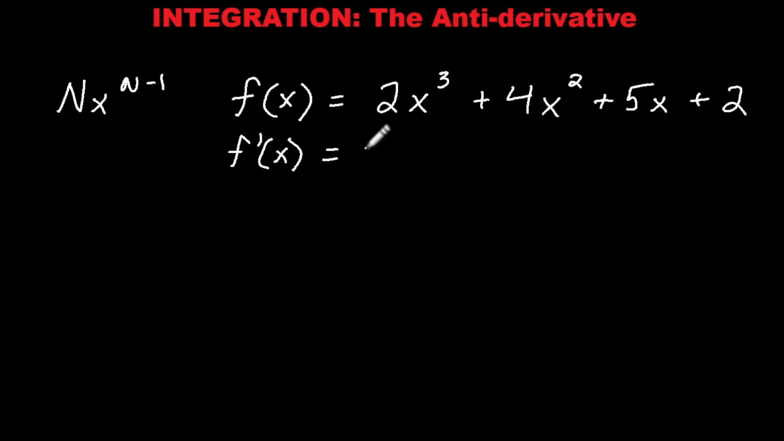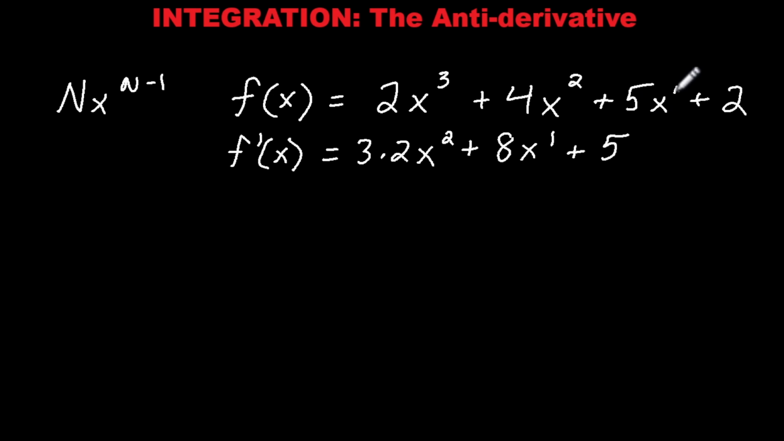I bring it to the front, so this becomes 3 times 2 times x, and I reduce the power by 1. That becomes a 2. I bring down the plus. The 2 comes to the front, and I reduce the power by 1. And then over here, the power is a 1. So when I bring the 1 to the front, it's just going to leave the number.